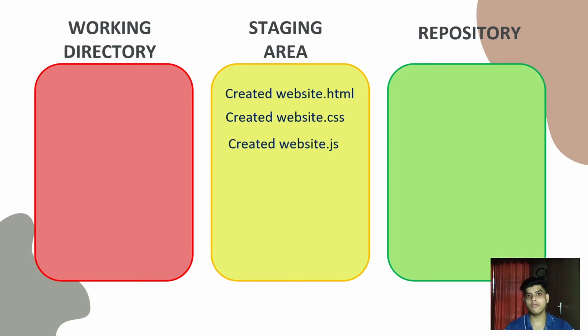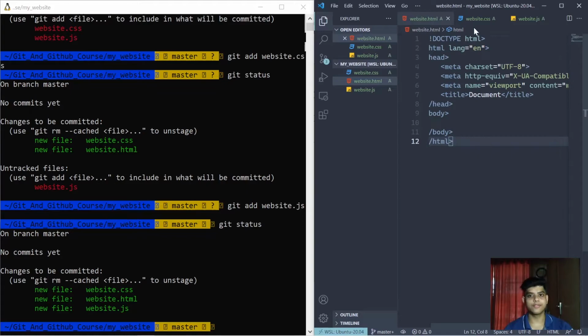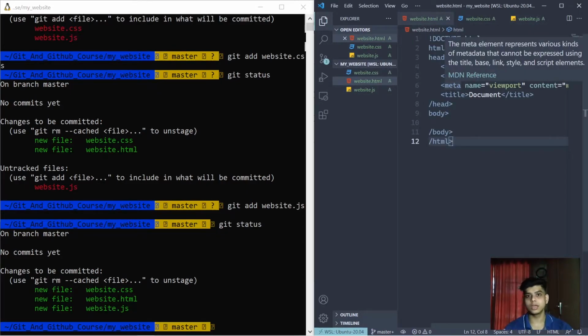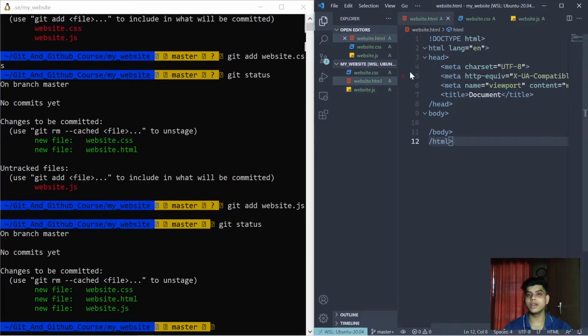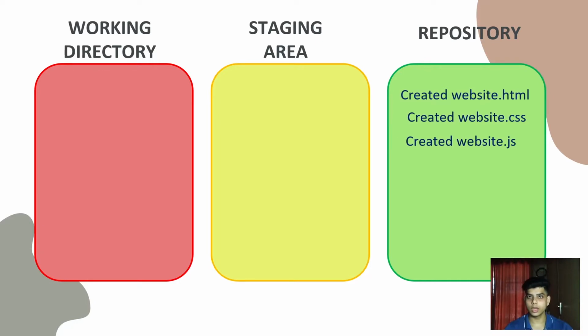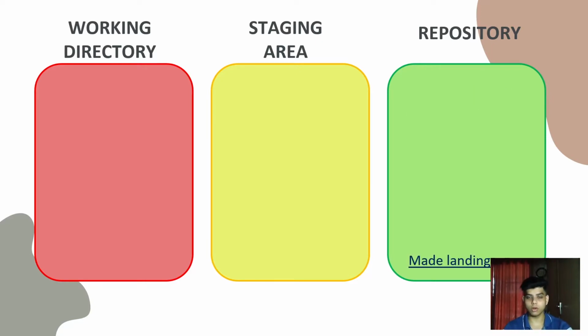Now one by one I've moved them to the staging area. So now from the staging area, let's say I have only this much and I've added it to the staging area, and I want these three files to be added to my repository, something like this. So let's add it to the repository, and we also need to provide a message, as we saw, made landing page. How do we do that?